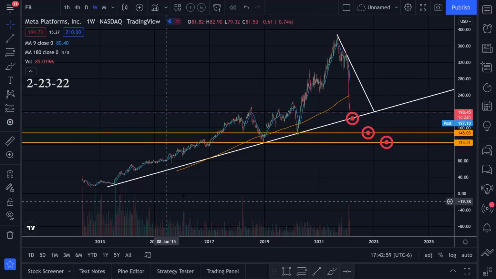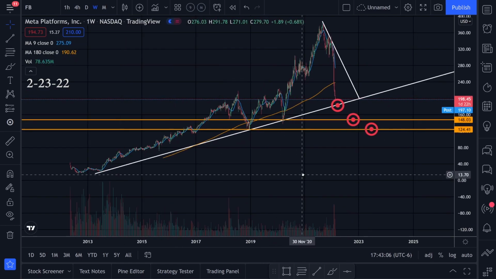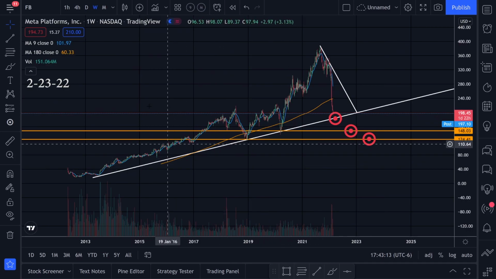Let's take a look at the chart action for Facebook or Meta. The ticker symbol is FB, and I'm looking at this on tradingview.com. Okay, so I'm going to take you through some of the technical analysis I'm looking at. I'm not invested in Facebook, and I'm not planning on buying or anything like that. I'm just looking at this chart for fun.